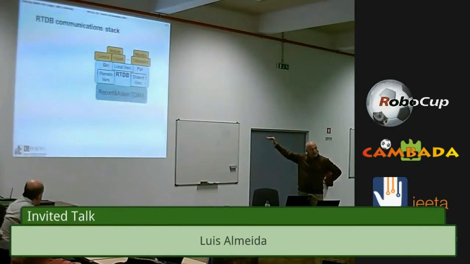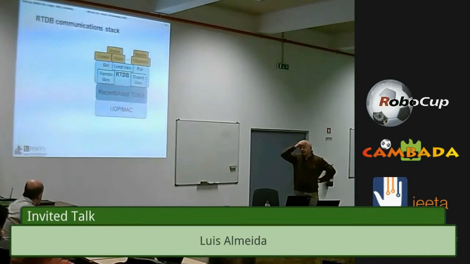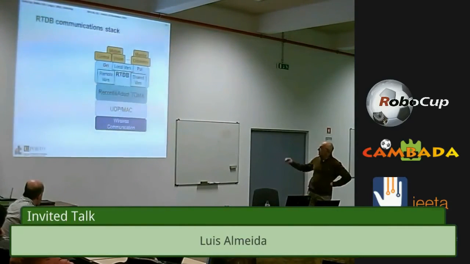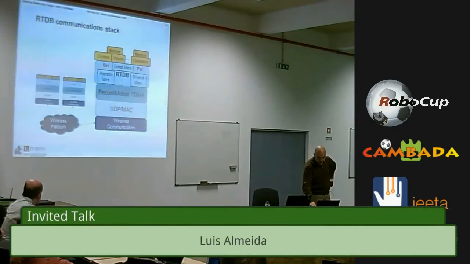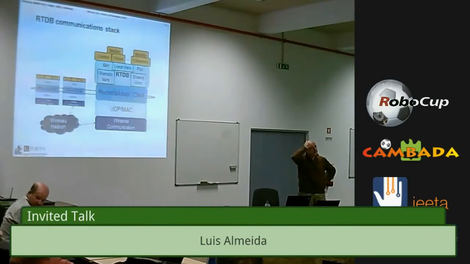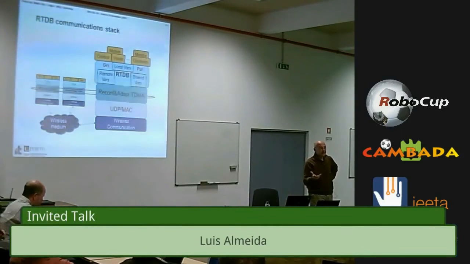They are actually decoupled, these two layers, right? And then we have this working on top of UDP IP, but it could also be directly in raw sockets, but UDP is more flexible to use and gives us this interesting part. So this goes then into the wireless communication. And of course, we have the wireless medium, and we have all the robots with a similar stack. And then the reconfigurable and adaptive TDMA synchronizes all the copies of the real-time database. That's basically what it does, right? So it keeps all the remote copies updated, right?